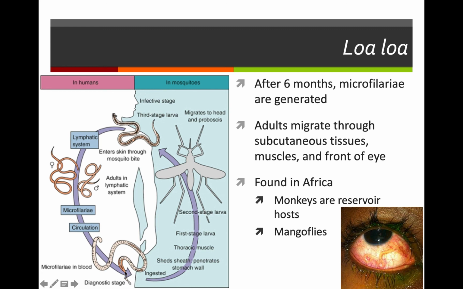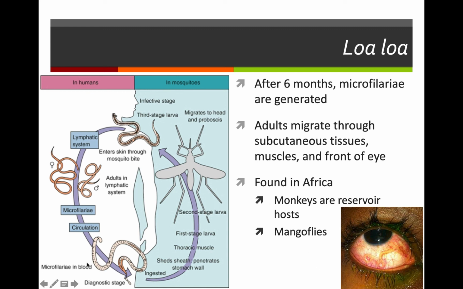You can be bitten by another insect who will pick up the microfilaria, which will mature inside of the mosquito and continue the life cycle. So this takes about 6 months from the time of the first bite to the time that we're producing these microfilaria. The adults can migrate through tissues in the body. The reason I wanted to include it is because of how gross I thought this was, with the worm actually migrating in front of the eye. This infection is only found in Africa, and so you won't see it in North America.